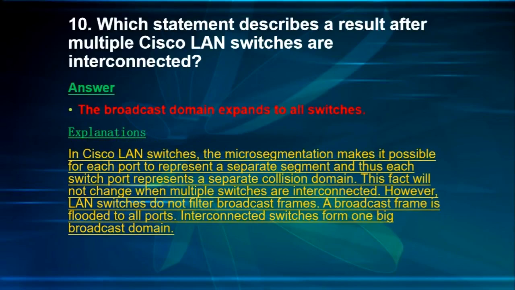Explanation to this is in Cisco LAN switches, microsegmentation makes it possible for each port to represent a separate segment, and thus each switch port represents a separate collision domain. This fact will not change when multiple switches are interconnected. However, LAN switches do not filter broadcast frames. A broadcast frame is flooded to all ports. Interconnected switches form one big broadcast domain.